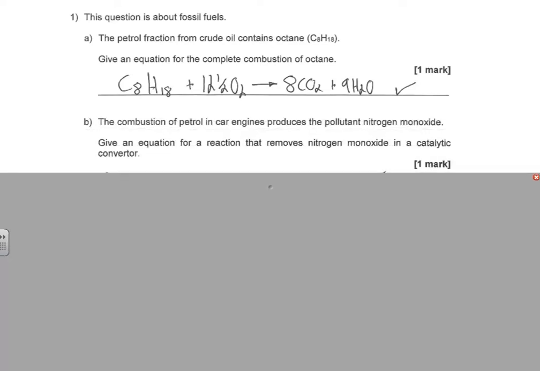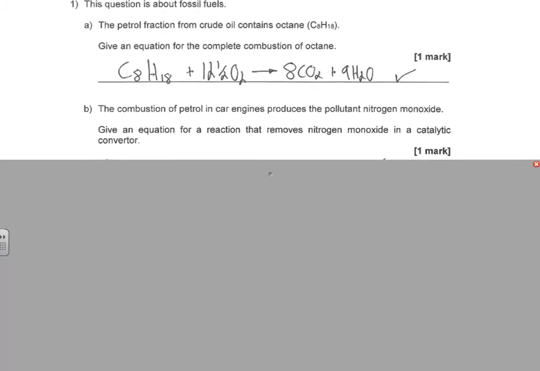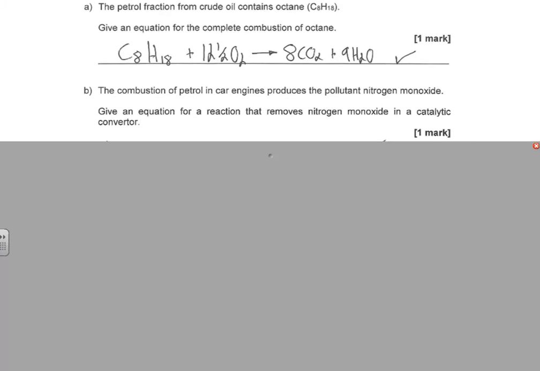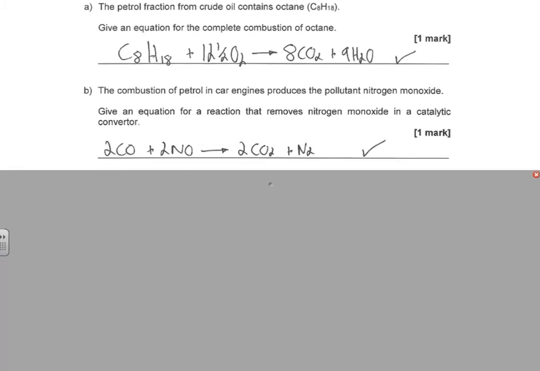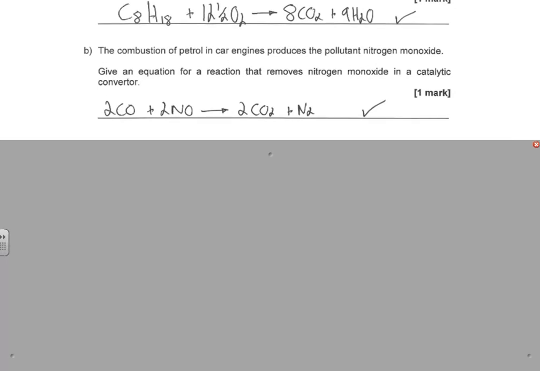In part B, the focus now moves to the pollutant nitrogen monoxide, and you're asked to give an equation of how nitrogen monoxide can be removed in a catalytic converter. The simplest equation to learn would be the one that involves nitrogen oxide reacting with carbon monoxide, and you would expect to form carbon dioxide and nitrogen. You can see the reaction is 2 moles of nitrogen oxide, 2 moles of carbon dioxide formed, and 1 mole of N2 produced.